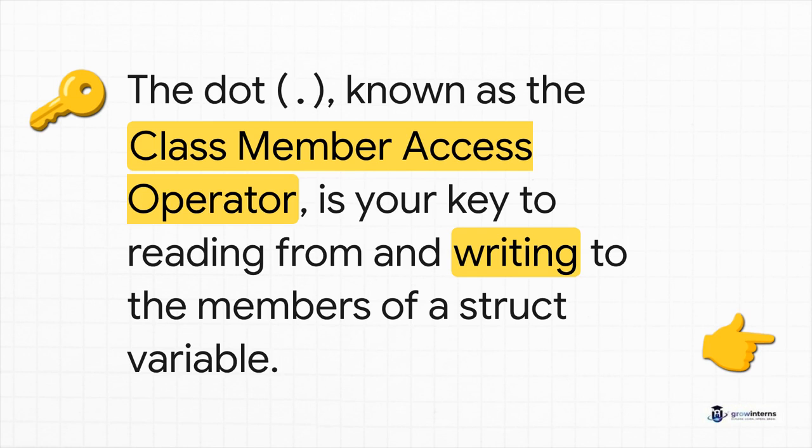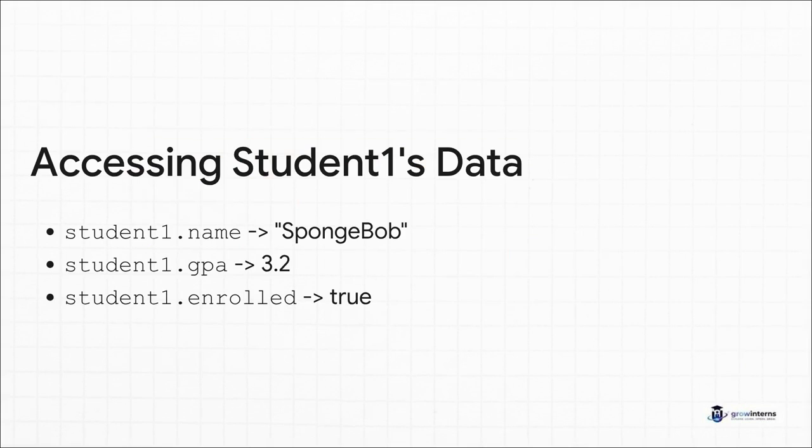Anytime you want to get to something inside a struct, whether you're reading from it or writing to it, the dot is how you're going to do it. And here it is, all put together. We can set student1.name, student1.gpa, and student1.enrolled. And just like that, all of SpongeBob's info is perfectly organized.